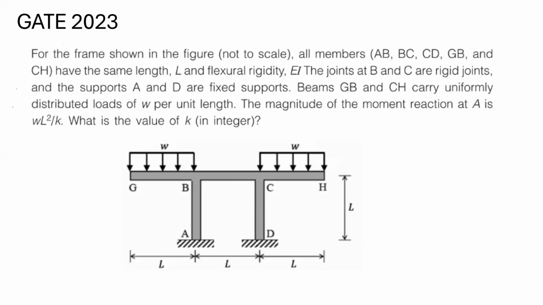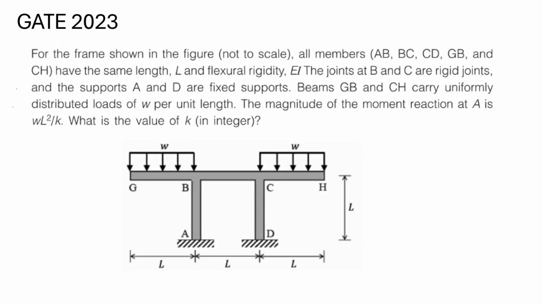So the next question is from GATE 23. The frame is given, an overhanging frame, and they have asked to calculate the magnitude of the moment reaction at A, which is WL square by K, and you calculate the K value as an integer. All the values must be in terms of WL, so you will get the answer in terms of WL. Whatever the answer is, whether it is 3, 4, 5, or 6, the K can be obtained.